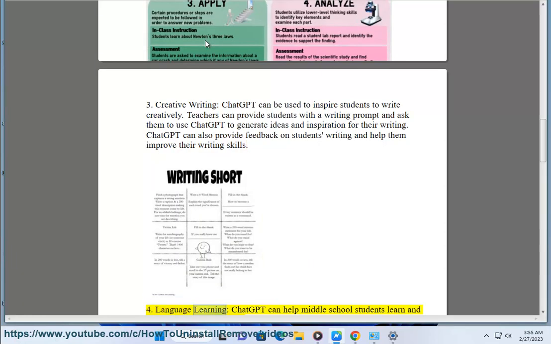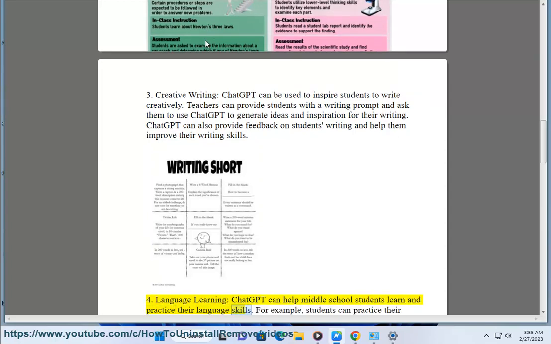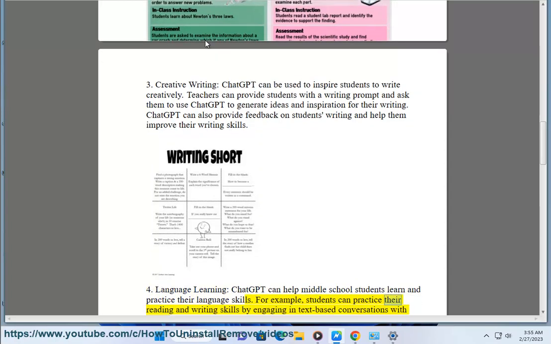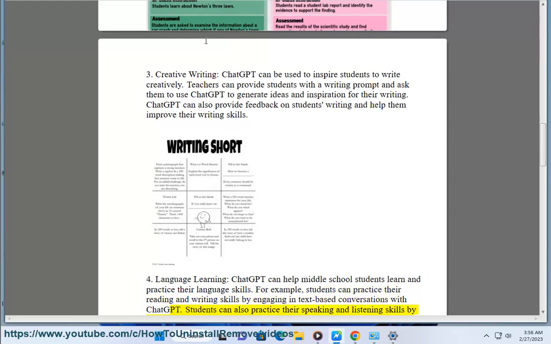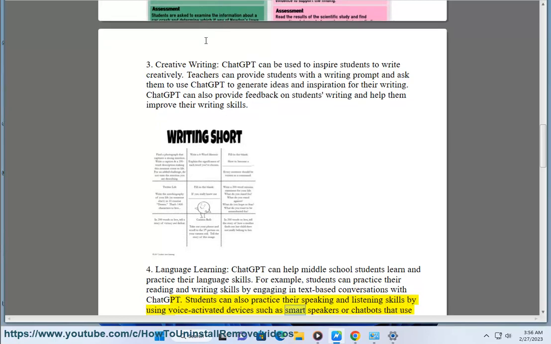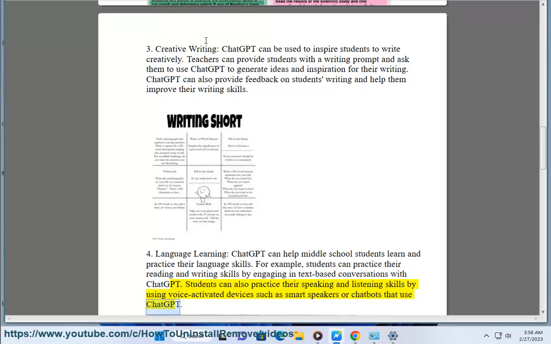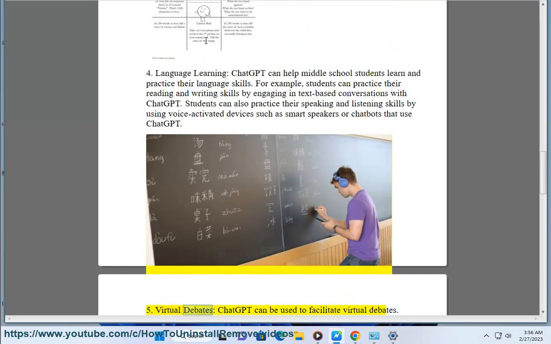4. Language learning. ChatGPT can help middle school students learn and practice their language skills. For example, students can practice their reading and writing skills by engaging in text-based conversations with ChatGPT. Students can also practice their speaking and listening skills by using voice-activated devices such as smart speakers or chatbots that use ChatGPT.